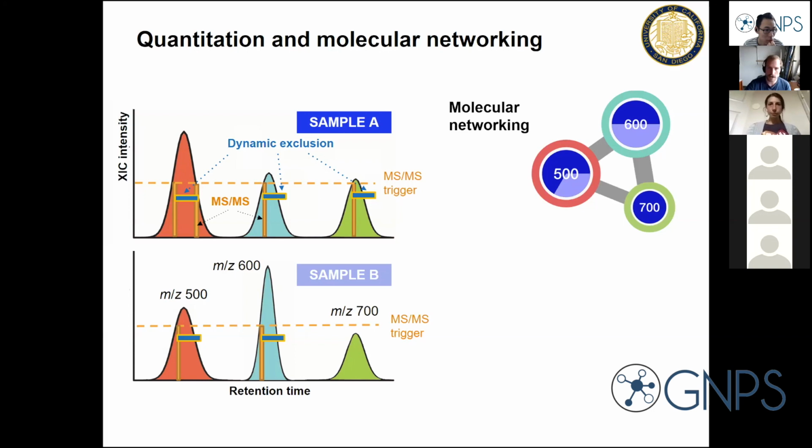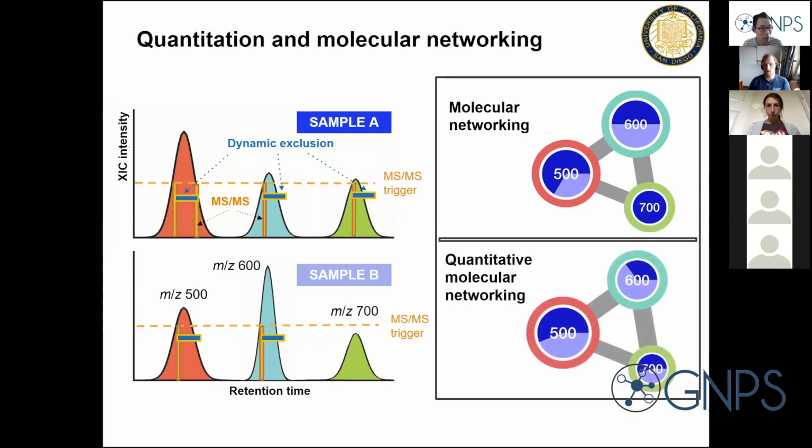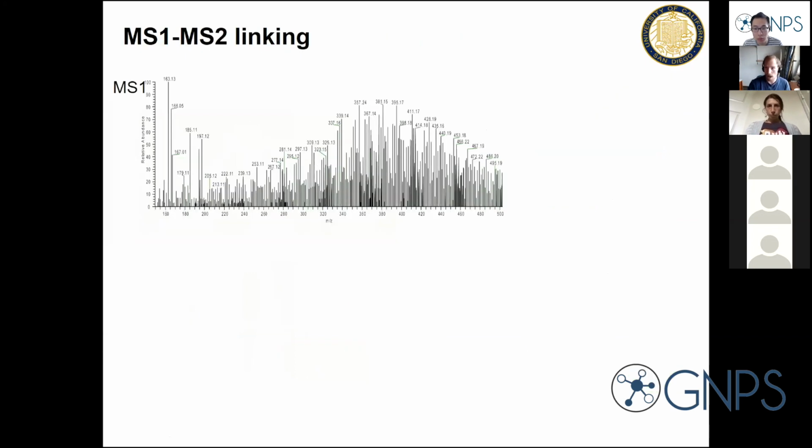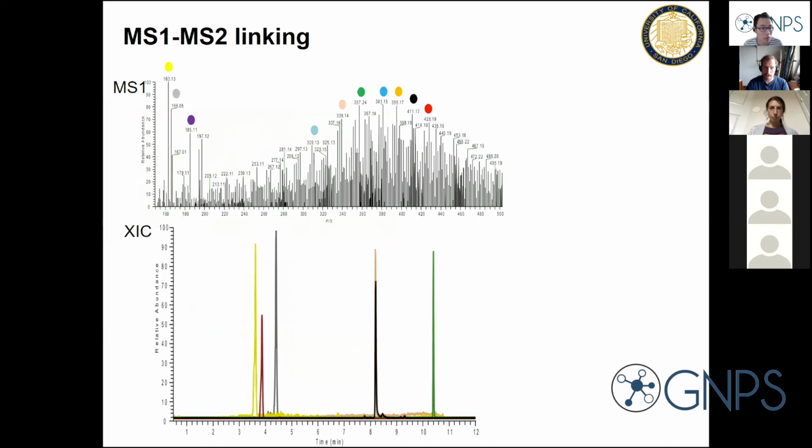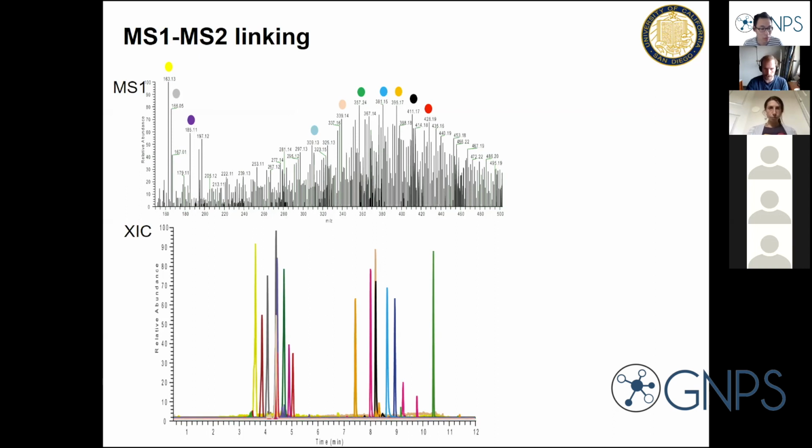So the idea for feature-based molecular networking is that we get the quantitative information from an MS1 peak integration and have a more accurate quantitative representation of that information inside of a molecular network. How we do this is that we simply take all MS1 spectra from an experimental data set, pick the abundant peaks out of this information and construct extracted ion chromatograms, and then check whether during one of those time windows from the extracted ion chromatograms, an MS2 spectrum was triggered.